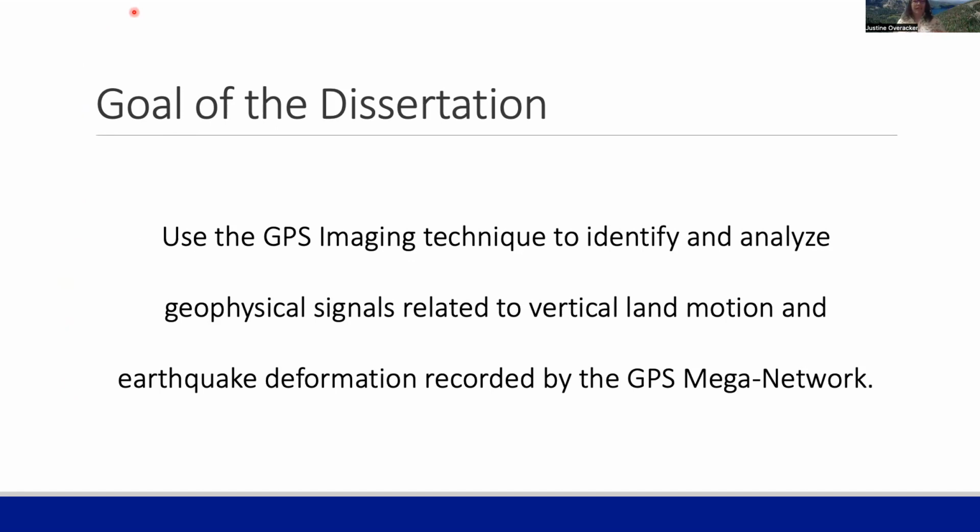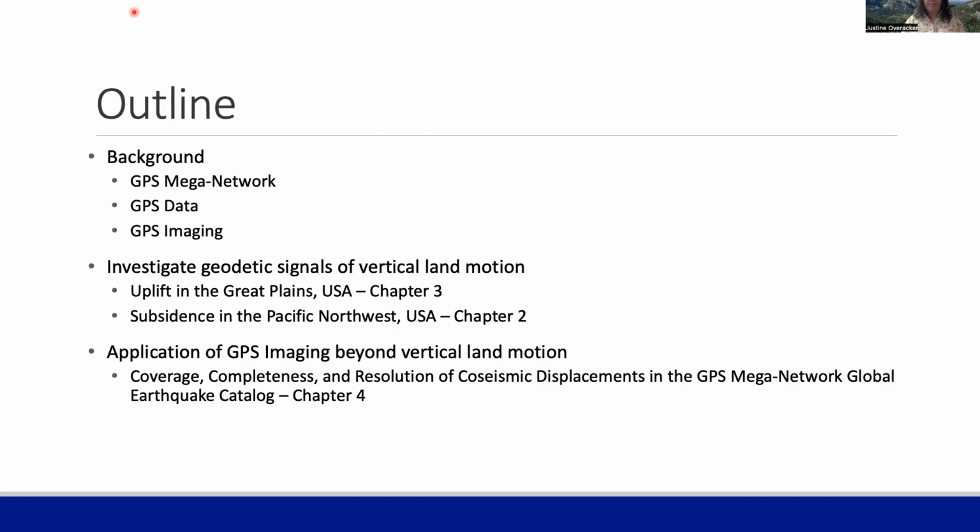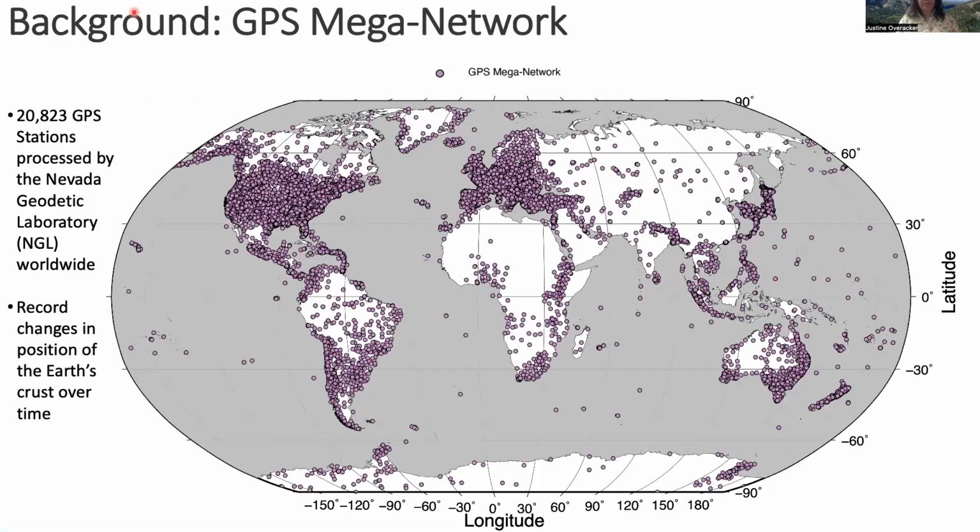I'll unpack what this means in a minute, but first I want to give you the roadmap. So first I'll give you some background on the GPS mega network, show you what GPS data looks like if you're not familiar with it, and then talk about some of the things you can see with GPS imaging. Then we'll apply GPS imaging to investigate geodetic signals of vertical land motion in the Great Plains and the Pacific Northwest United States before stepping kind of out of vertical land motion and looking at how we can apply GPS imaging to earthquake deformation.